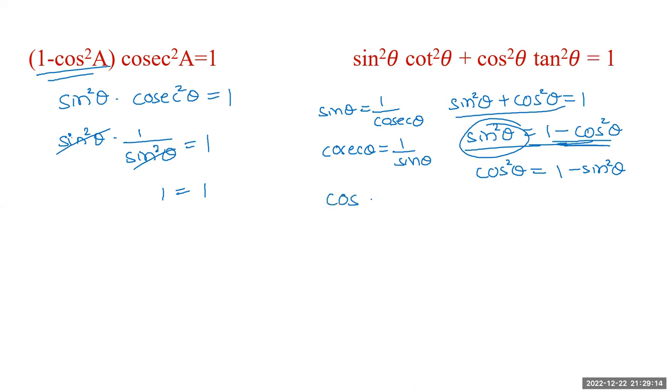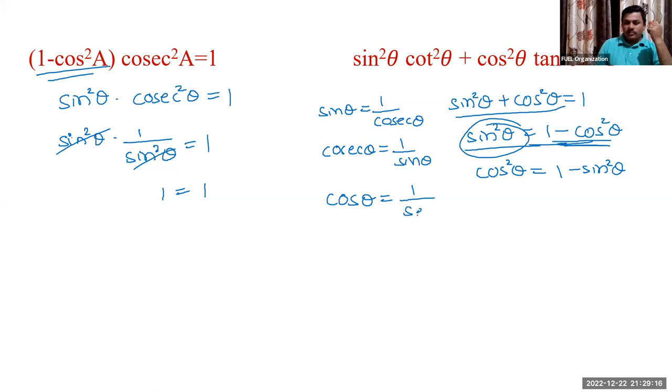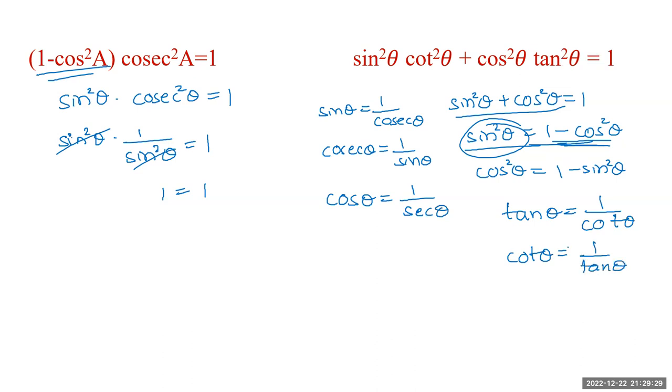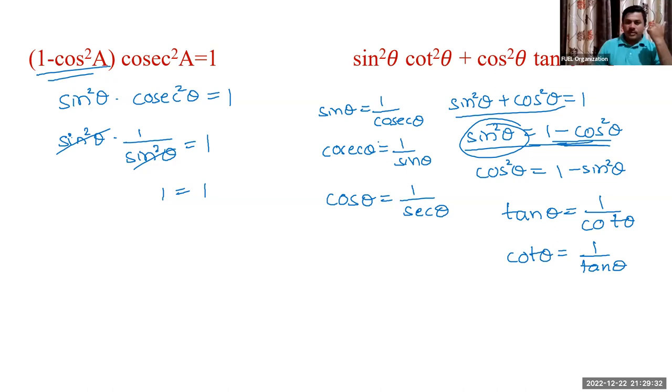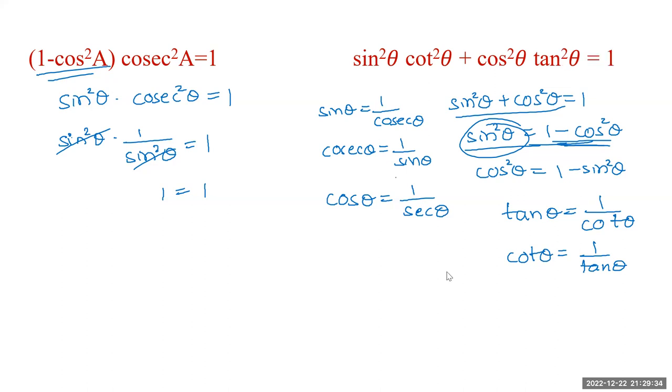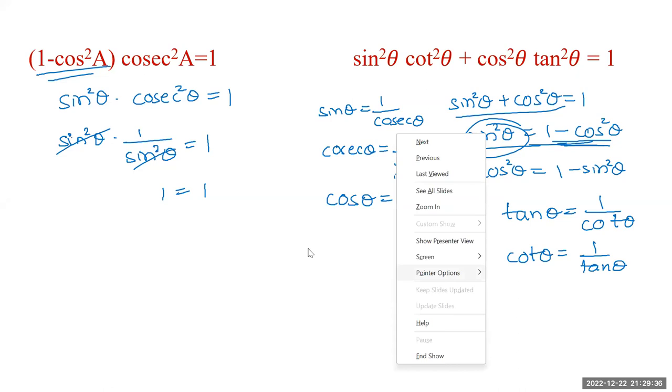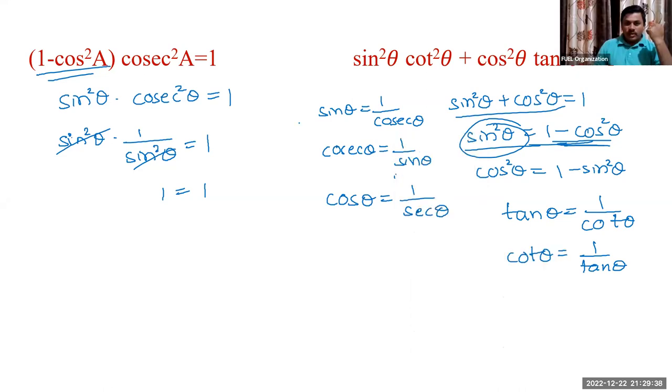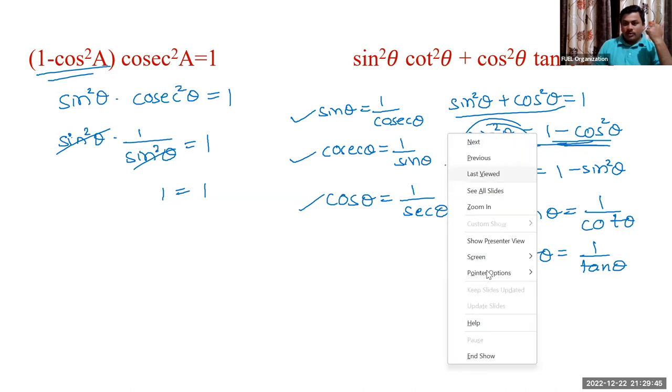For cos theta, how can we write? 1 by sec theta. And for tan theta, you can write 1 by cot theta, and cot theta is equal to 1 by tan theta. You studied all this in the first exercise, second exercise. The first sum is over now. These are the identities, so you should know these reciprocals. Now we will go to the second question.